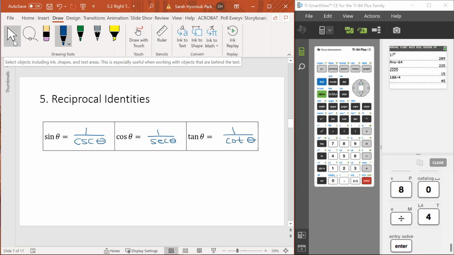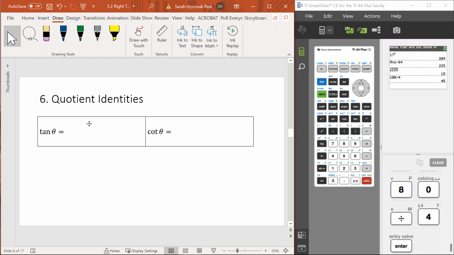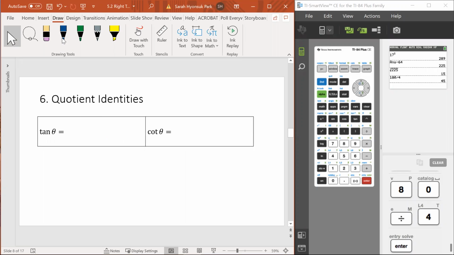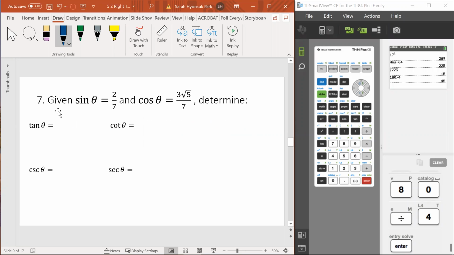Okay, so make sure that you have this written down also in your notes. We also have quotient identities after reciprocal identities. So for quotient identities, tangent can also be expressed as sine theta divided by cosine theta, and cotangent theta can also be expressed as cosine theta over sine theta. Okay, so let's use either the reciprocal or the quotient identities and determine, if we're given sine theta equals 2 over 7 and cosine theta is 3 root 5 over 7, let's determine all these 4 identities.